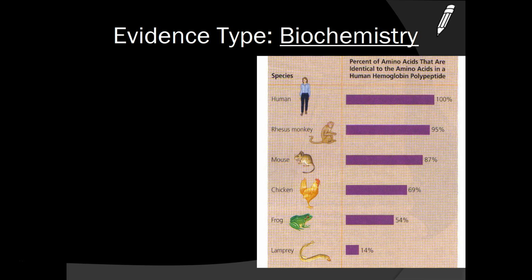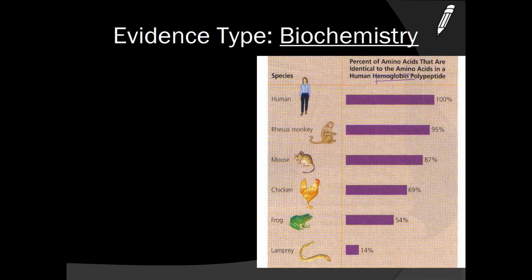And the last type of evidence is called biochemistry. And what biochemistry does is it'll take biomolecules like proteins or DNA and compare the two. And the more similar they are, the more closely related and the more recent their common ancestor is. That's what this type of evidence suggests. So for example, if I look at the amino acids in a hemoglobin, hemoglobin is a protein that transports oxygen. That's in our red blood cells.